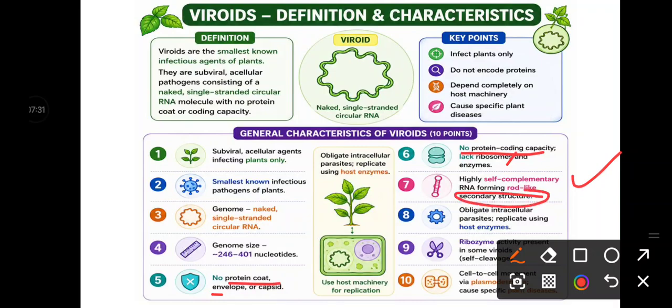Because of the formation of the secondary structure, it shows resistance to nuclease attack, because RNA will be degraded by the nucleases. So by the formation of secondary structure, it resists the nuclease attack and becomes stable. This is very important. In an assessment reasoning type question, this might be asked. So remember this. Next, point number 8.